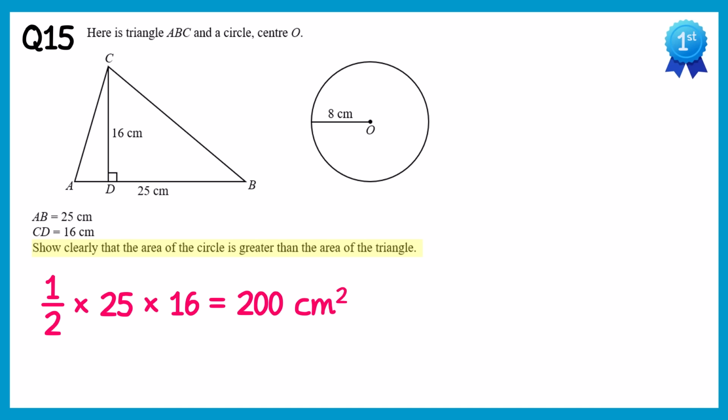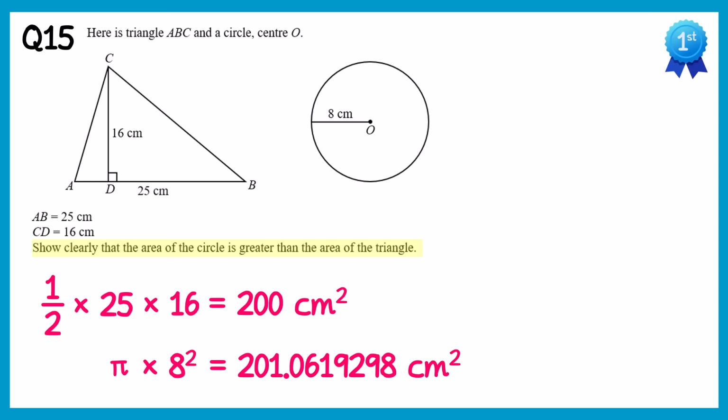For the area of the circle, we use the formula pi r squared. So pi multiplied by the radius squared, and you can see the radius of this circle is 8, so multiplied by 8 squared. If you type this into your calculator, you get this as the answer. So we need to show the area of the circle is greater than the area of the triangle, so we might just state that 201.0619298 is greater than 200.